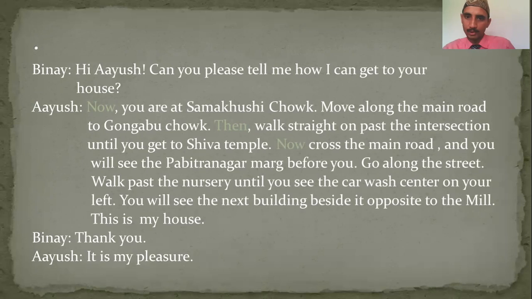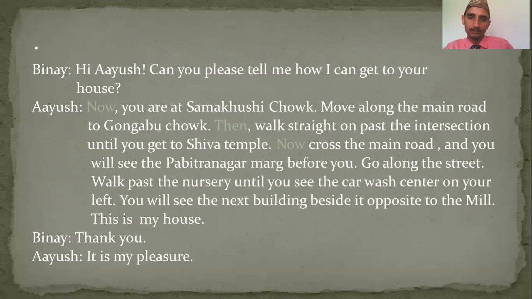Now you are at Samakhushi Chowk. Move along the main road to Gangabud Chowk, then walk straight on past the intersection until you get to Shiva Temple. Now cross the main road and you will see the Pabitranagar Marg before you. Go along the street, walk past the nursery until you see the car wash center on your left. You will see the next building beside it, opposite to the mill. This is my house. Binay: Thank you. Ayush: It's my pleasure. So in this conversation, let's say dialogue, there is the opening and proper closing.